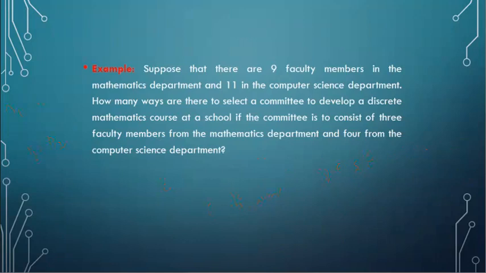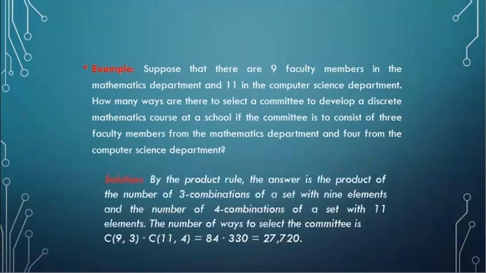Let's see the solution. By the product rule, the answer is the product of the number of 3 combinations of a set with 9 elements and the number of 4 combinations of a set with 11 elements. So this is your answer.